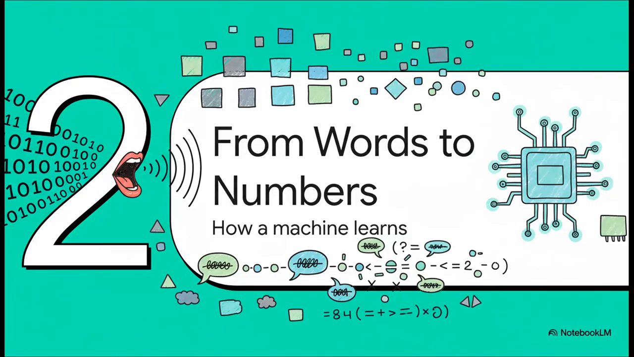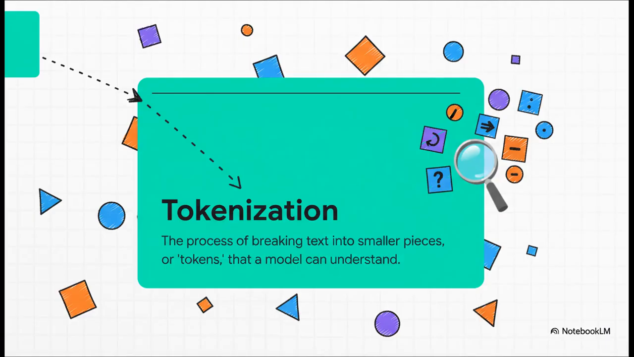Okay, so let's get into the nitty-gritty. How does a machine that only understands ones and zeros start to make sense of something as messy and beautiful as human language? Well, the very first step is something called tokenization. You see, a computer doesn't see words like cat or dog. It has to break our language down into a special vocabulary of tokens. These can be whole words or sometimes just pieces of words, or even punctuation marks.